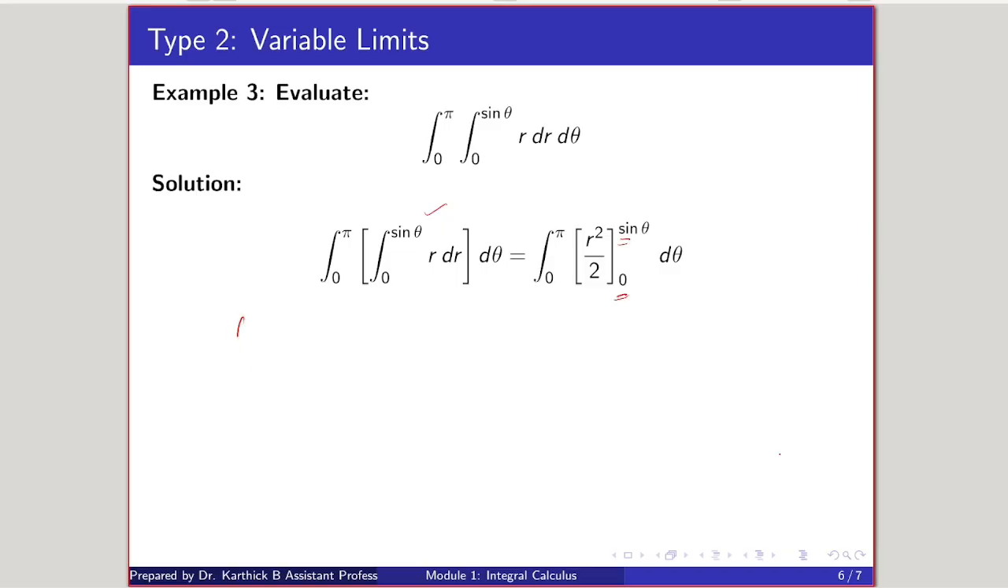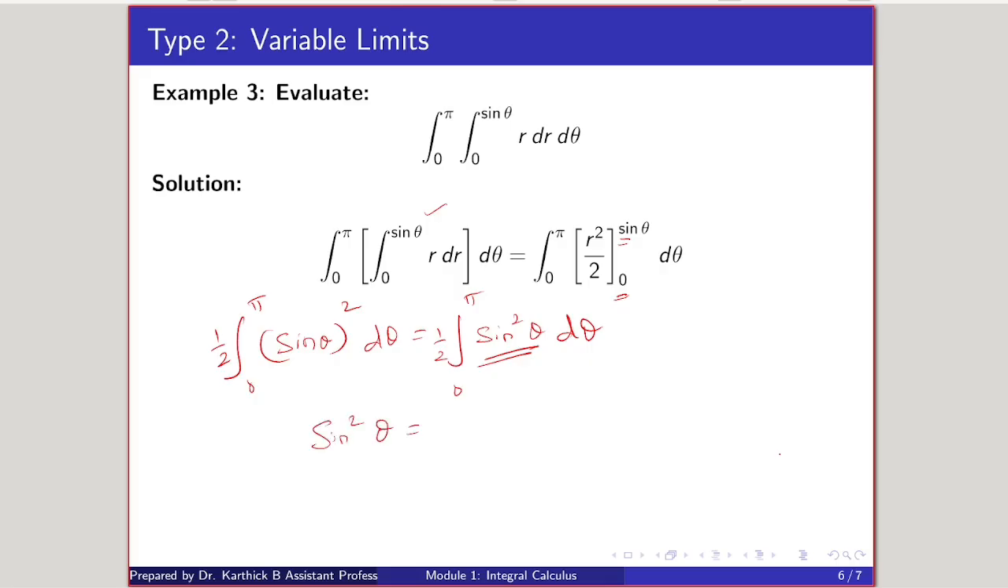Then if I substitute over there, I will get sine theta whole square, 1 by 2 will be a constant, and d theta, so it becomes 1 by 2 integral from 0 to pi sine square theta d theta. Of course, here the integration of sine square theta is a little bit hard, so we may make another substitution.